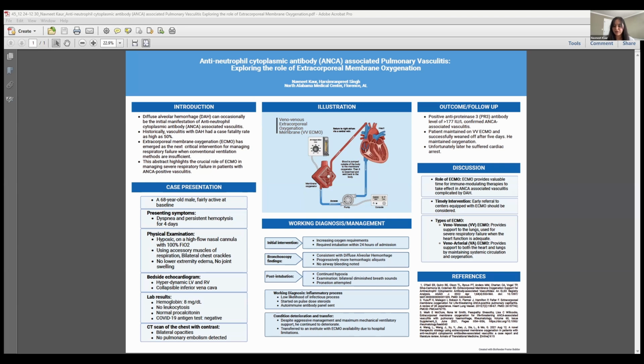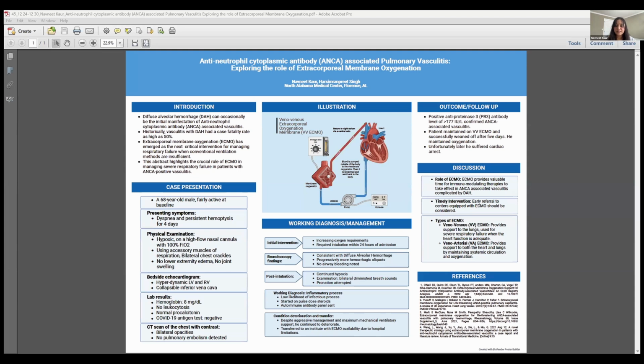On physical examination, the patient was hypoxic and requiring high flow nasal cannula with 100% FiO2. He was using accessory muscles of respiration. Bilateral chest crackles were heard. There was no lower extremity edema. There was no joint swelling. We quickly sent the blood work and did a bedside echo.